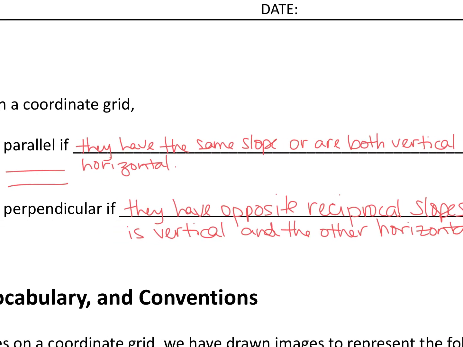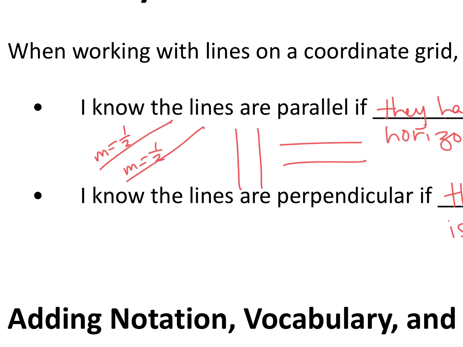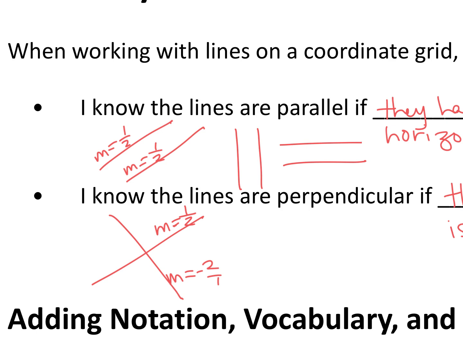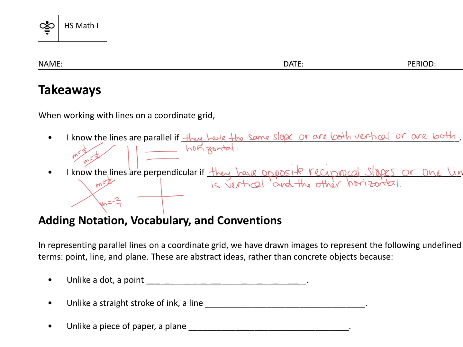Okay, so I'll show you what that looks like by doing two drawings. The first scenario is they have opposite reciprocal slopes. So that looks like this. Let's say I have a line and its slope is -2/1, and then I have another line and its slope is +1/2. Those are definitely perpendicular. And then the second scenario is I have one vertical line and one horizontal line. Those are definitely perpendicular. Okay, so those are our takeaways.